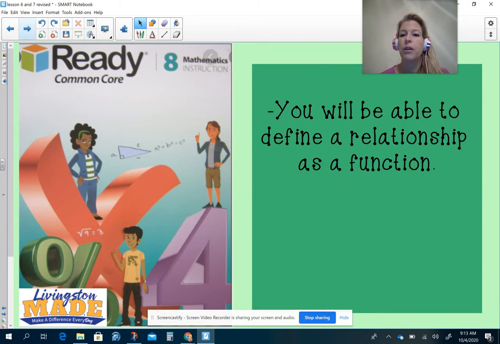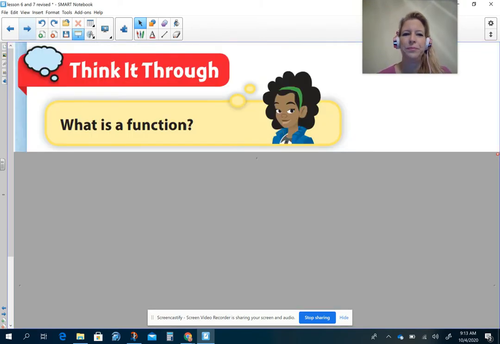Today we're going to be able to define a relationship as a function. So let's think through this. What is a function? Pause my video and write down in your notebook, what is a function to you? Let's see. There could be several answers.